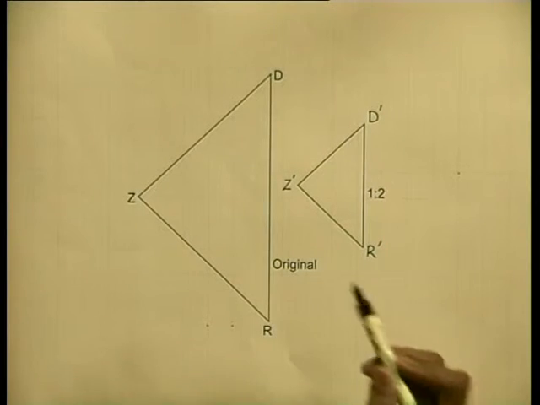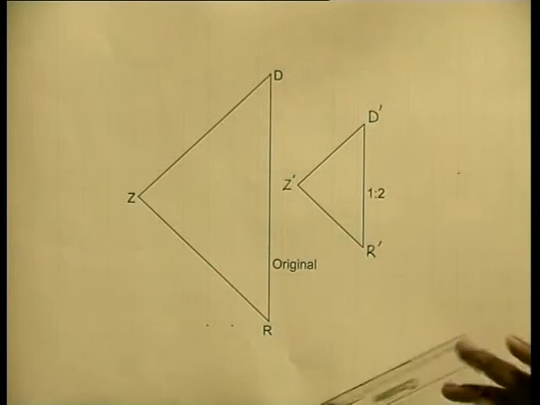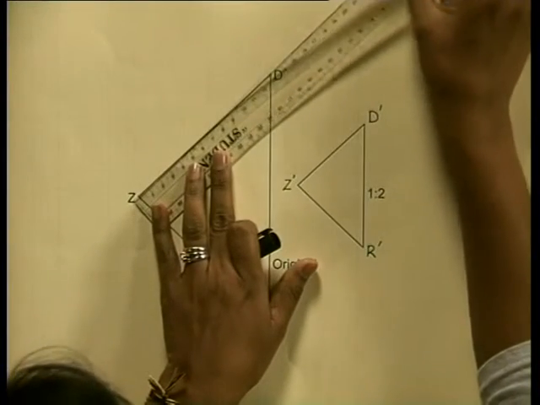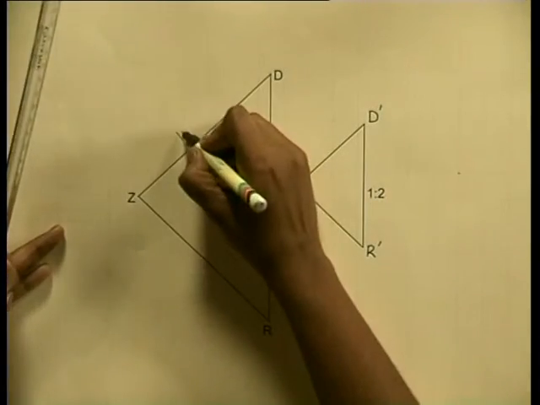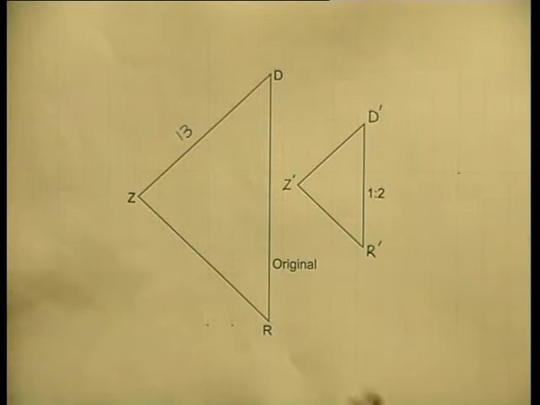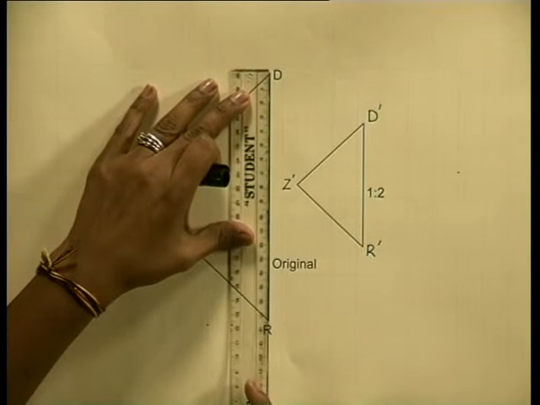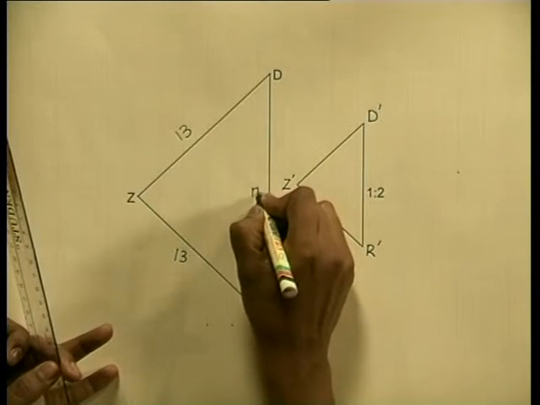I have constructed two similar isosceles triangles in the ratio 1:2, as well as two similar equilateral triangles in the ratio 1:2. Let's have a look at the measurements of these angles and sides. We start by looking at similar isosceles triangles. Let's find the lengths of these sides. ZD is 13 centimeters. ZR is 13 centimeters. The length of DR is 17,5.